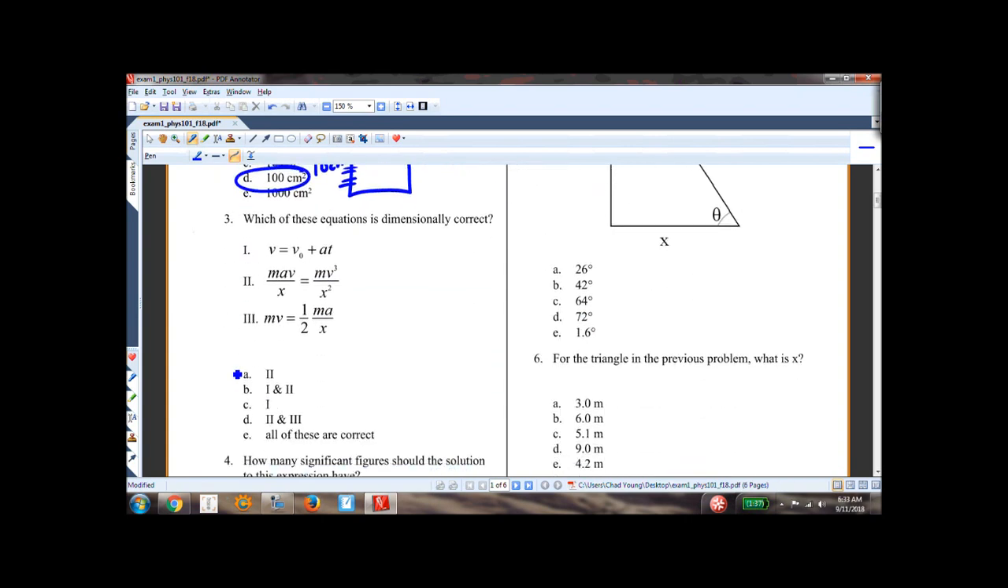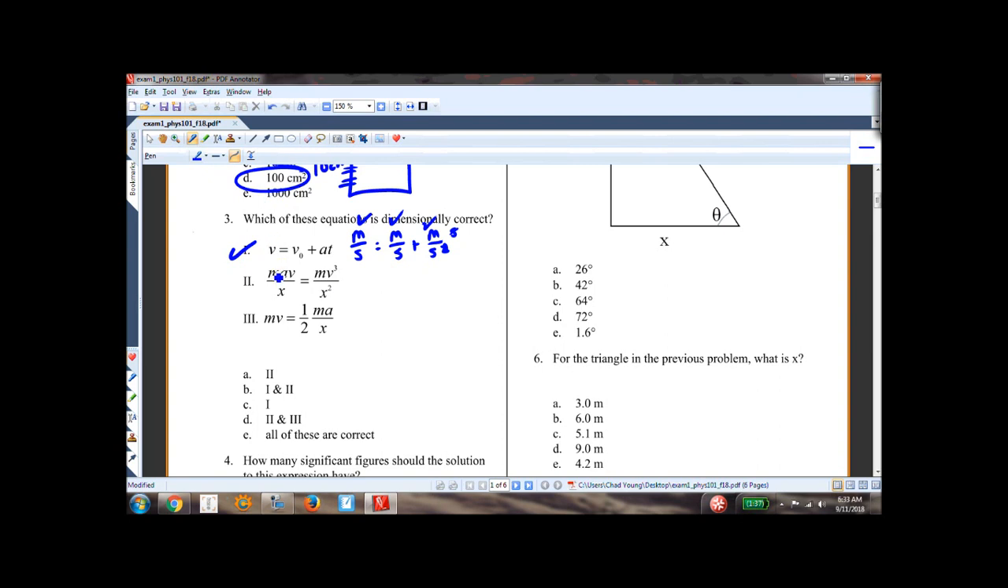Which of these equations is dimensionally correct? Well, the first one is, right, we recognize that as one of our kinematics equations. Let's just write it out though. Meters per second plus meters per second squared times seconds. That cancels out, and I'm left with meters per second on all three. So that one's okay. How about this second one?